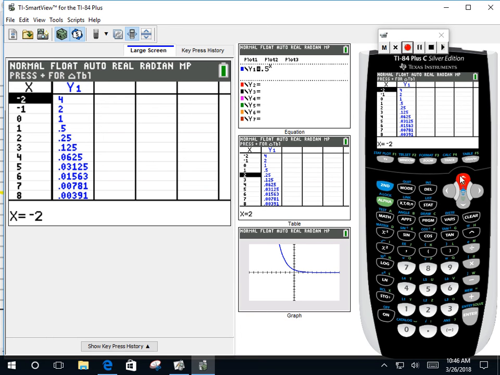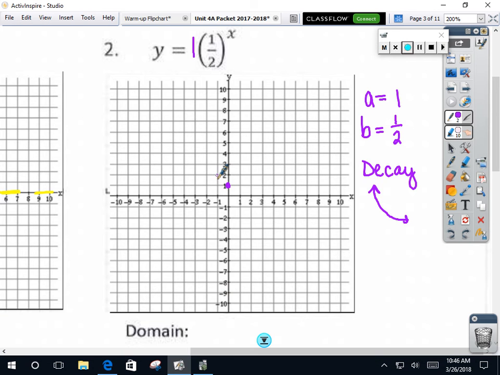So let's plot some of these points. First, I'm going to plot these nice whole numbers. So -1, 2, -2, 4, -3, 8. Okay, and then I have that side of the exponential curve.